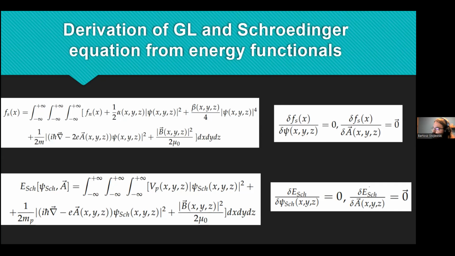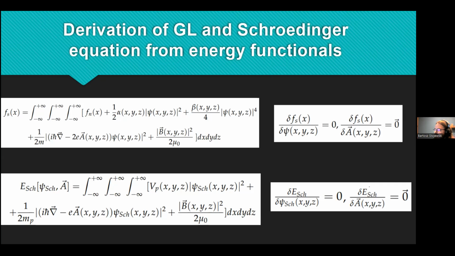It is useful to note that the Schrödinger functional can be expressed as shown on the slide at the bottom left, where E_SH stands for energy of particles described by Schrödinger formalism, Vp is the effective potential in which a particle is placed, Mp is the effective mass of the particle, and the Schrödinger wave function is psi_SH.